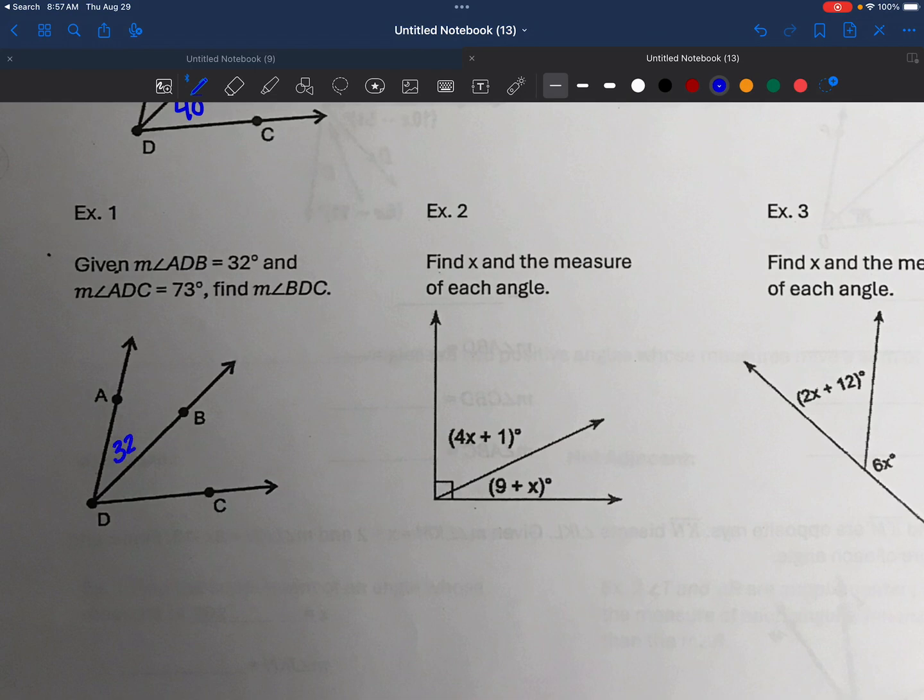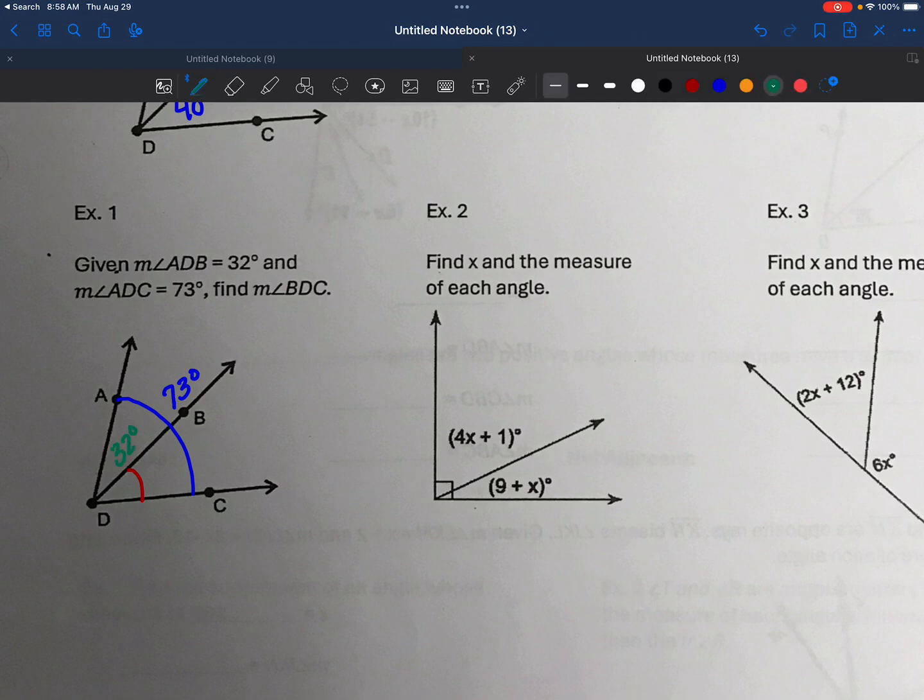Example 1 says, given the measure of ADB is 32 degrees, and ADC, what is ADC? The whole entire thing. So you might draw a line across this whole thing and label that part as 73. Okay, and then we want to find the measure of BDC. I'll try to use different colors. I should have done that here. That way it's a little less confusing for you, at least on my part.